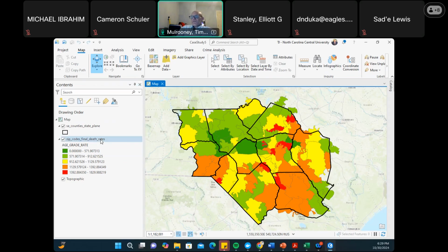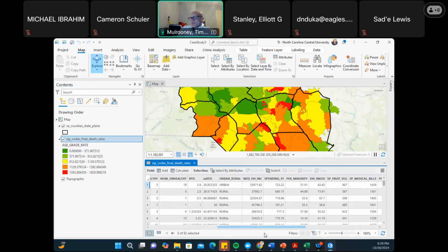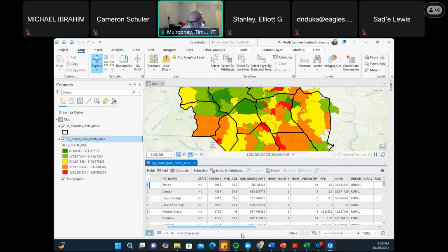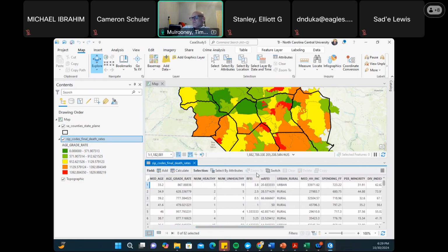So we right mouse click and click on open attribute table. When we look at this attribute table, we've got 82 zip codes sitting here. These are just some of the attributes that I've let people have access to: POP 2013, median age, the age graded death rate, the number of healthy food sources, the number of unhealthy food sources. We have something called the RFEI, Retail Food Environment Index, which is basically 19 divided by 5. So this is the ratio of unhealthy to healthy.